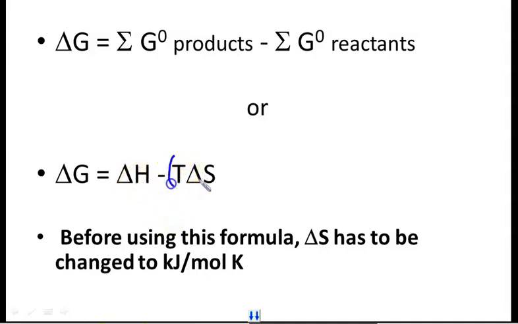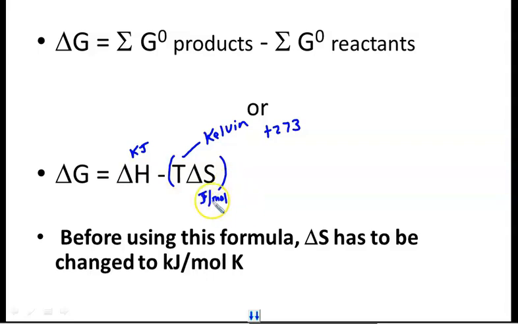minus, and this needs to be in parentheses together because sometimes students make a mistake and don't put them together. This T stands for temperature, and this temperature is going to need to be in Kelvin. Remember, to get to Kelvin, you just add 273 to your Celsius, times your delta S. We do have a problem though, and our problem is that this one was measured in kilojoules, and this one was joules per mole Kelvin.